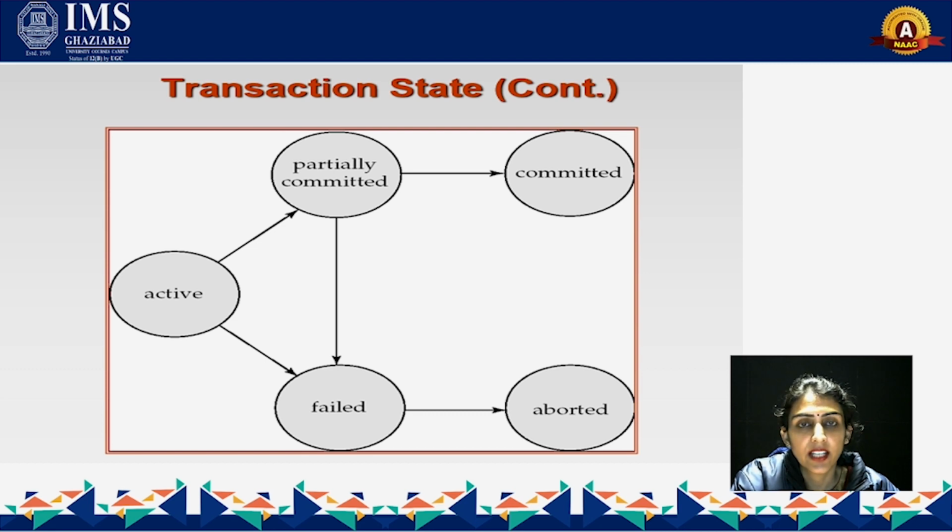From that, the transaction can also fail. When the transaction fails, it will go on to the aborted state. That means it is not committed, so it is aborted. When a transaction is aborted, all the changes that have been made in the database are rolled back. Whereas when the committed state is reached, the changes happen in the database. When the transaction has failed and gone into the aborted state, all the changes which happened in the partially committed state are rolled back.